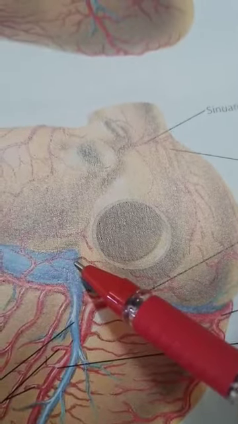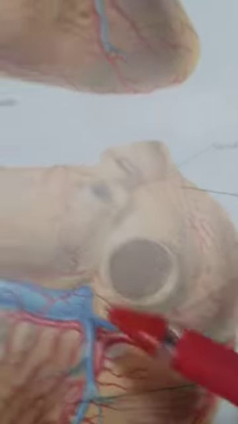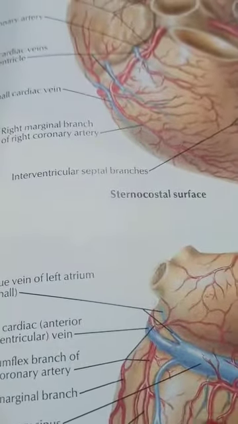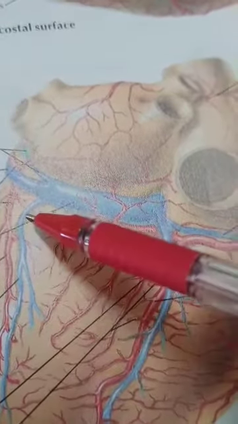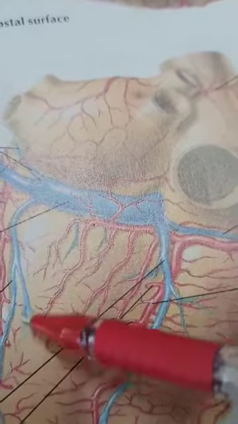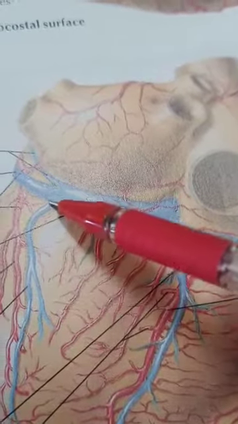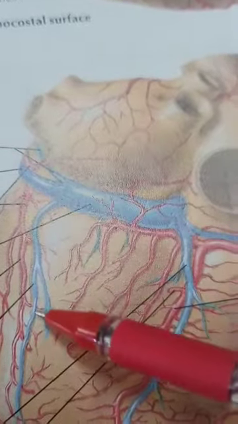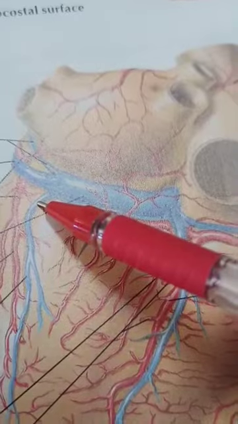Then next is the posterior vein of the left ventricle. This one is the posterior vein of the left ventricle. It drains the diaphragmatic surface of the left ventricle and ends in the coronary sinus. So this large vein is known as the posterior vein of the left ventricle.